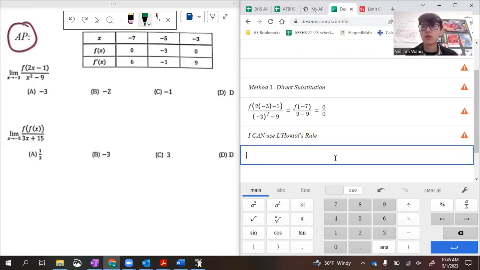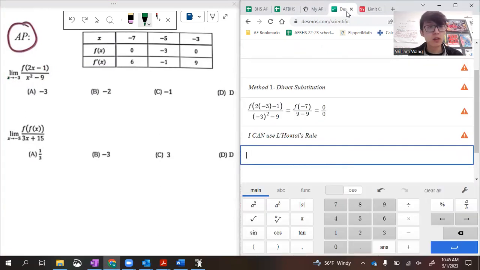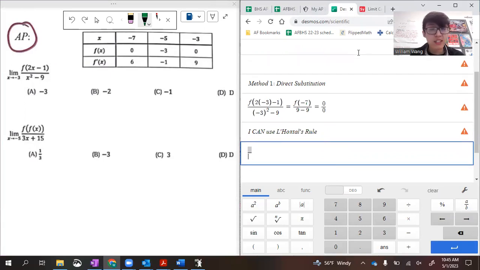All right, so what is my L'Hopital's rule? Well, instead of taking the limit of this, I take the limit of the derivative of the top and the derivative of the bottom. So let's do that then. Let's start with the bottom because this one's easier. What's the derivative of x squared minus 9? That is just going to be 2x.